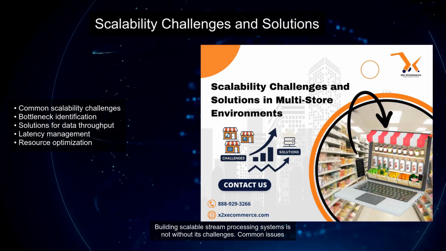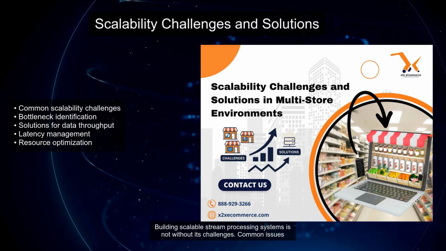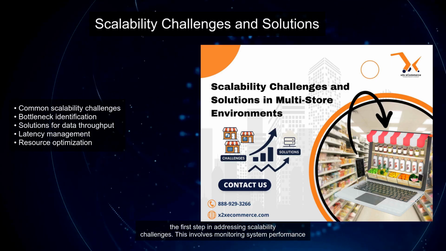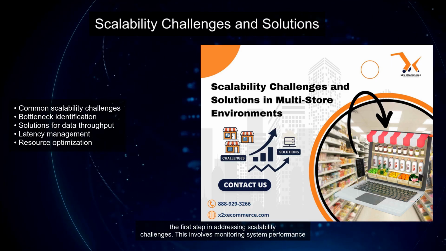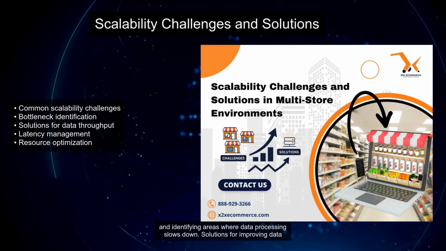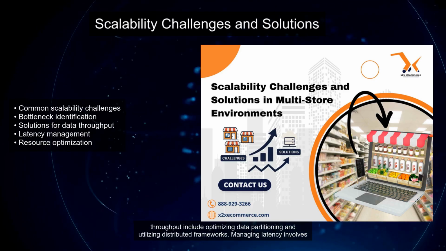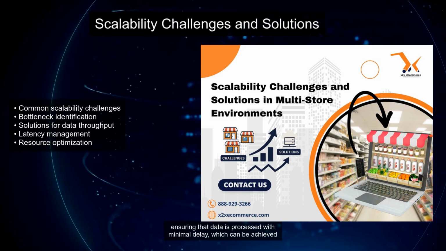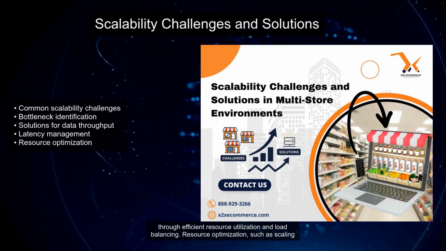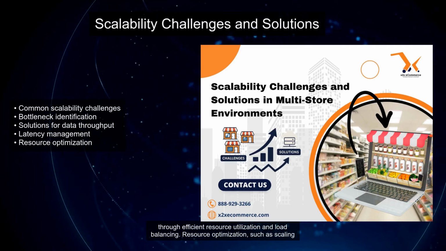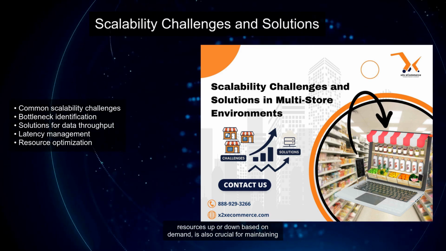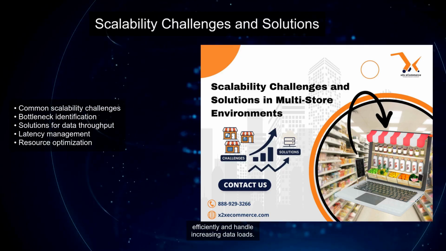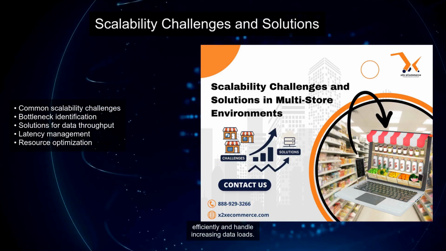Building scalable stream processing systems is not without its challenges. Common issues include data bottlenecks, uneven data distribution, and high latency. Identifying bottlenecks is the first step in addressing scalability challenges. This involves monitoring system performance and identifying areas where data processing slows down. Solutions for improving data throughput include optimizing data partitioning and utilizing distributed frameworks. Managing latency involves ensuring that data is processed with minimal delay, which can be achieved through efficient resource utilization and load balancing. Resource optimization, such as scaling resources up or down based on demand, is also crucial for maintaining scalability. By addressing these challenges head-on, systems can be designed to scale efficiently and handle increasing data loads.